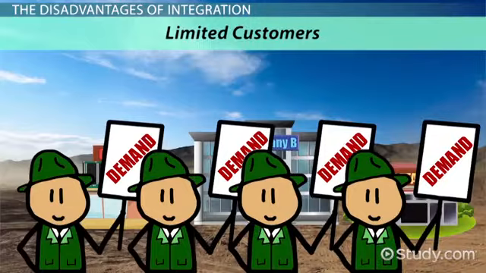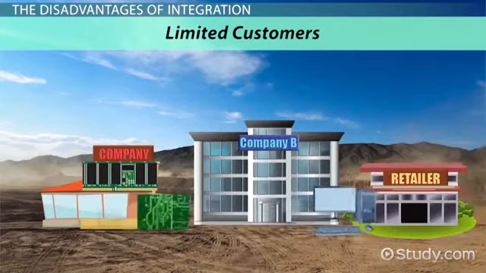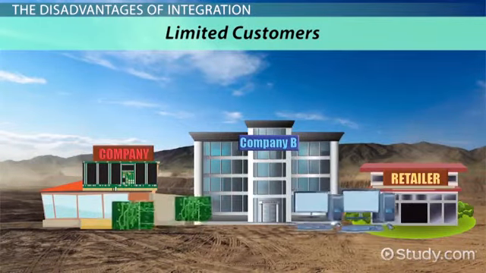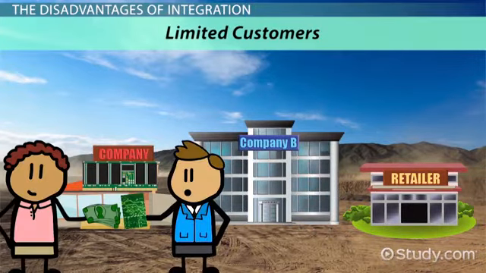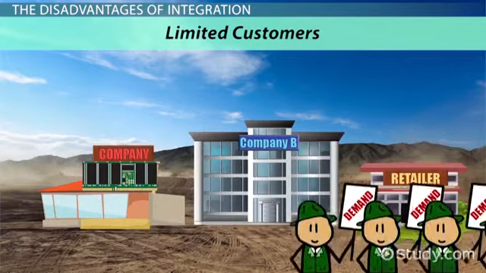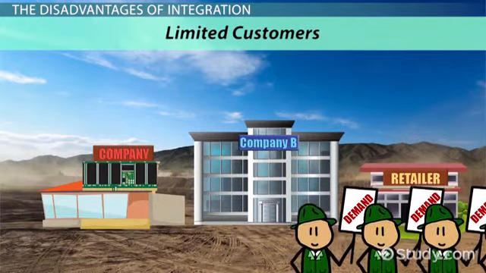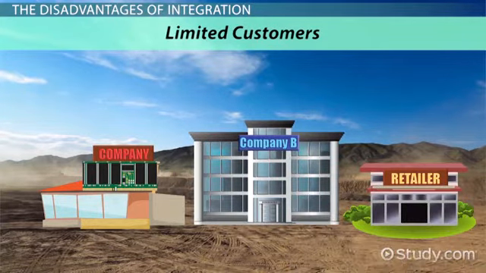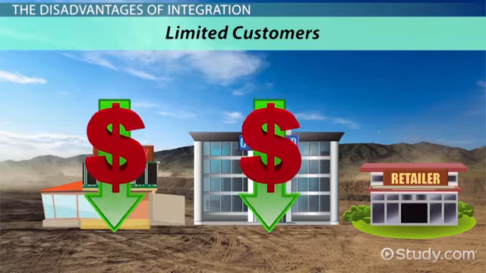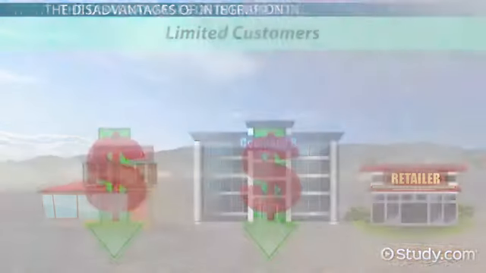Limited customers. A company in an integrated supply chain will generally be focused on meeting the needs of the next company in the process and may have limited sales outside the defined supply chain. If, for example, the end of a particular supply chain is customers shopping at a large retailer and that company has a decline in demand for the product, it can impact all suppliers in the supply chain.